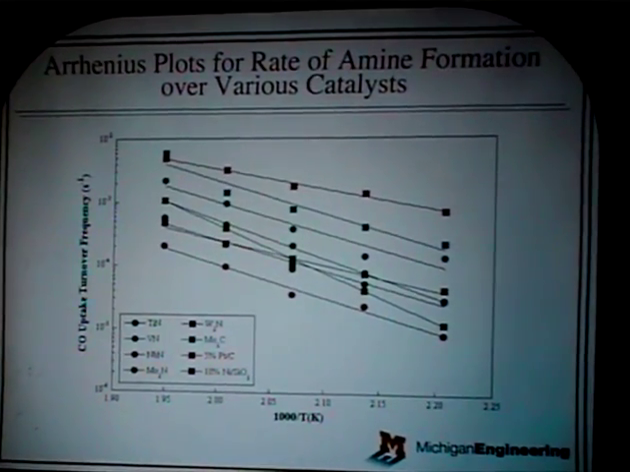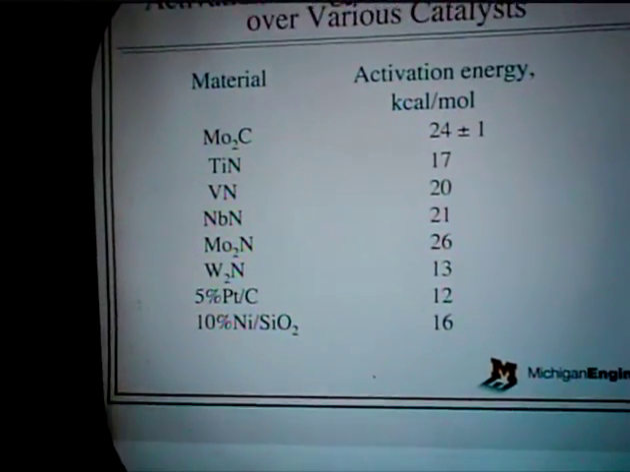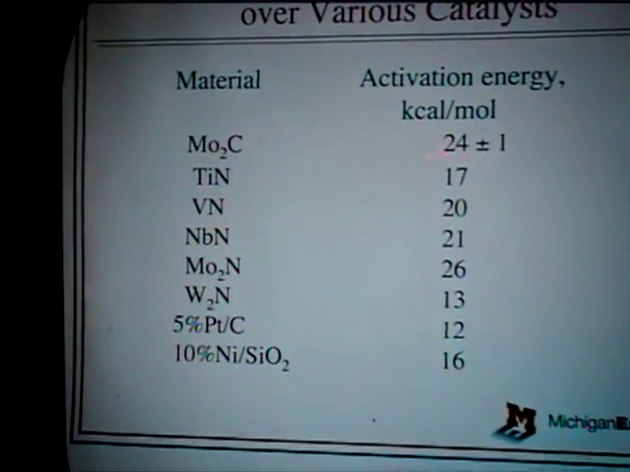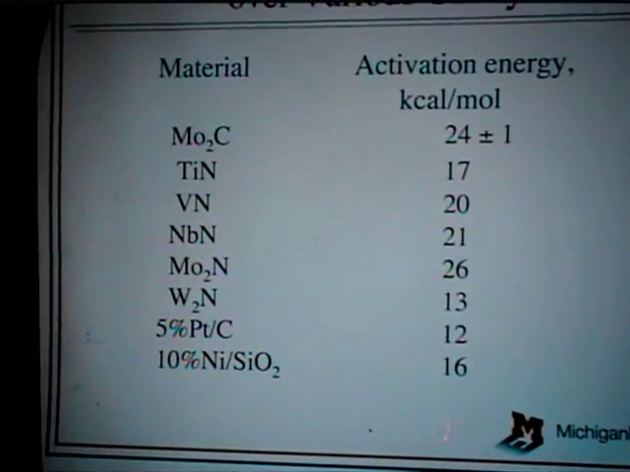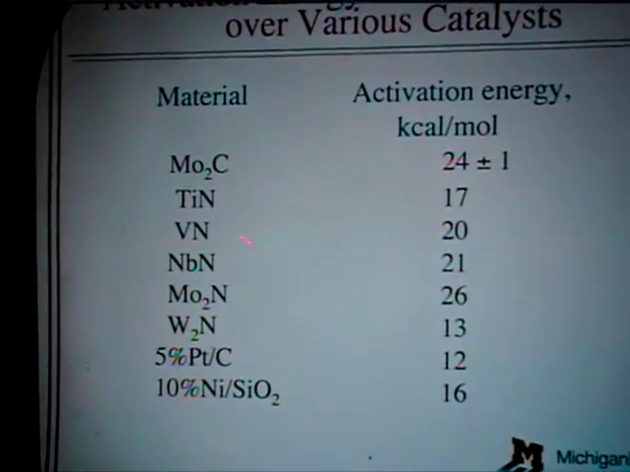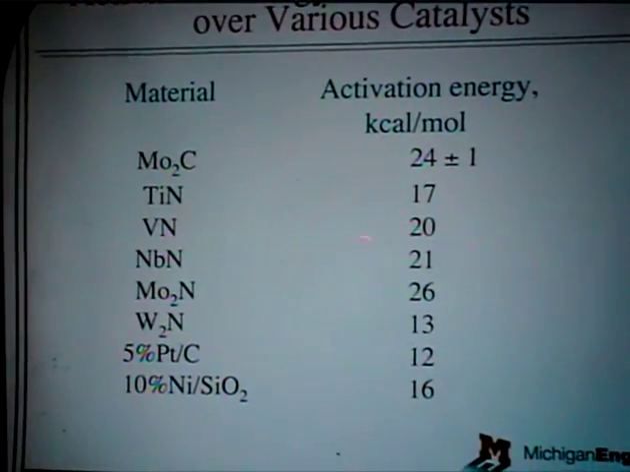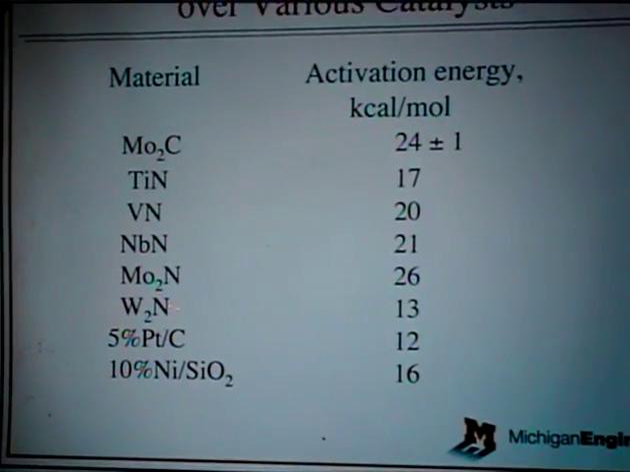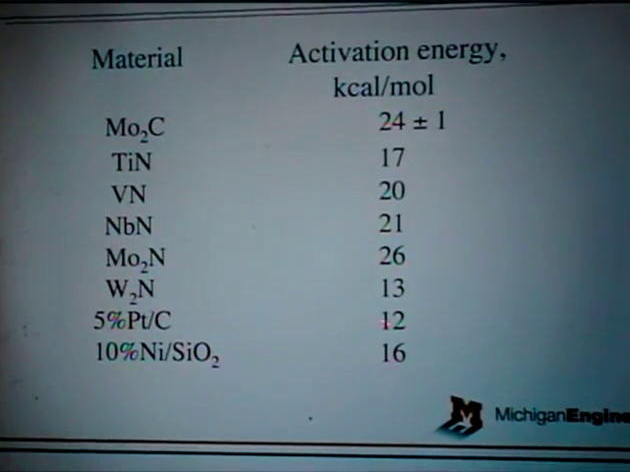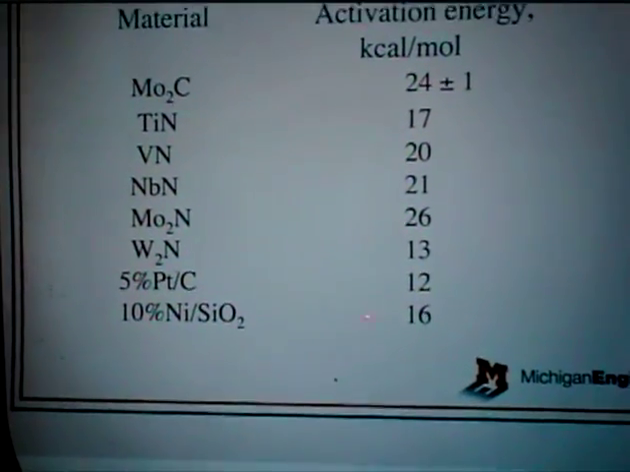We have tried to find out the activation energy from this plot, and what it shows is that the activation energies are not exactly similar but are very close. Molybdenum carbide has about 24 plus or minus 1. For all of these, the error is almost in the same range, plus or minus 1 to 2. Titanium nitride is 17, vanadium nitride is 20, niobium nitride 21, molybdenite 26, tungsten nitride 30, 5% platinum on carbon 12, and 10% nickel on silica 60.